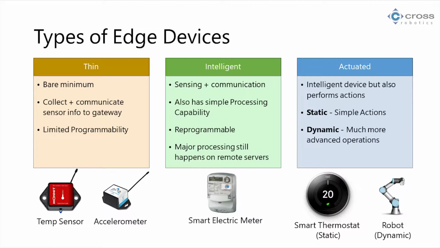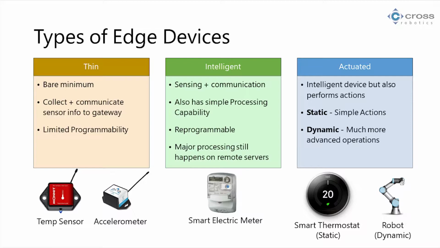Actuated devices are the same as an intelligent device, but they can actually take actions, actuated, right? There's two different types, static and dynamic. Static is simple actions. Think about your Nest thermostat, right? It's collecting all your temperature data, doing some pre-processing of it, pushing it out to the cloud. Then it can take actions based on your peak usage to make your home more efficient, or whatever facility. Dynamic, in a nutshell, can do much more advanced operations.